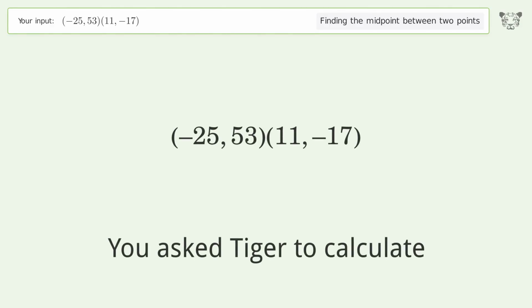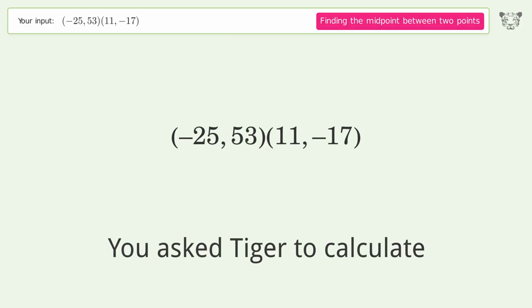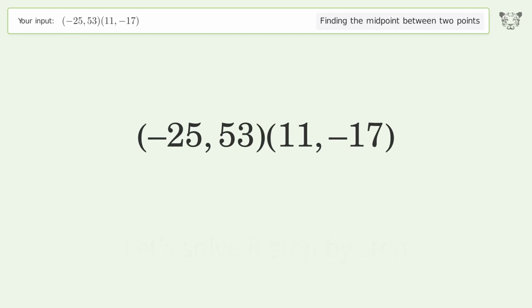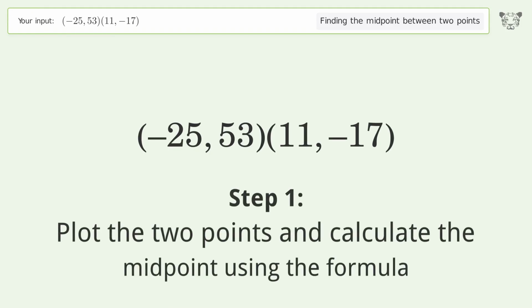You ask Tiger to calculate. This deals with finding the midpoint between 2 points. The midpoint between the 2 points is -7,18. Let's solve it step by step. Plot the 2 points and calculate the midpoint using the formula.